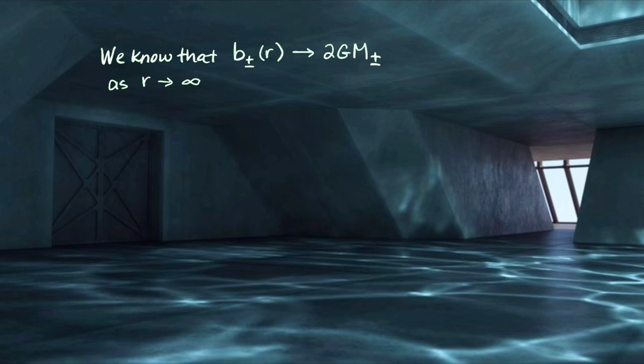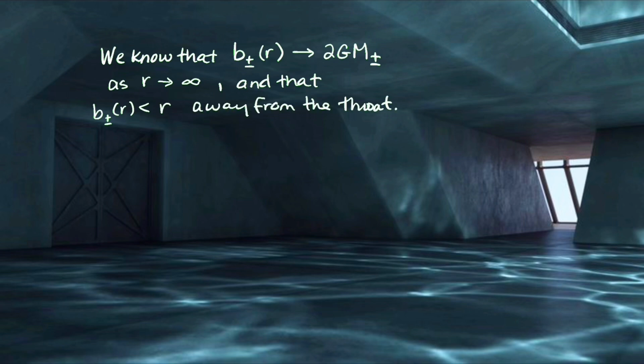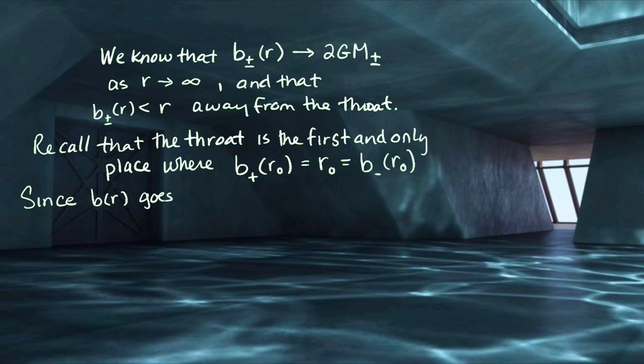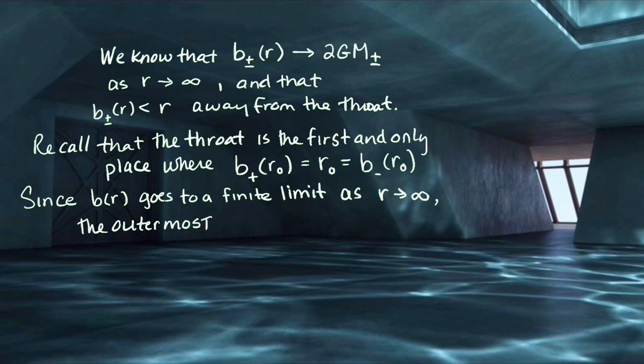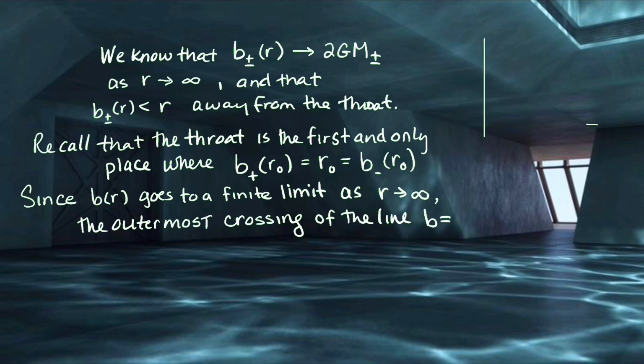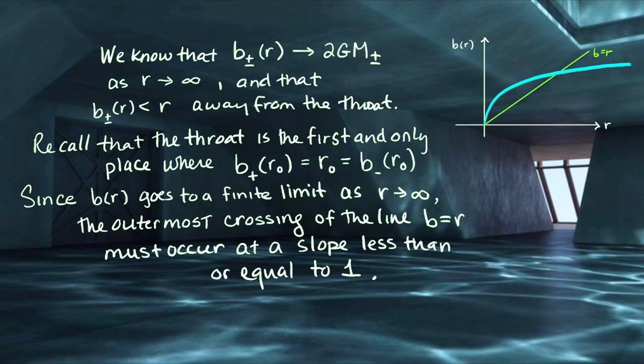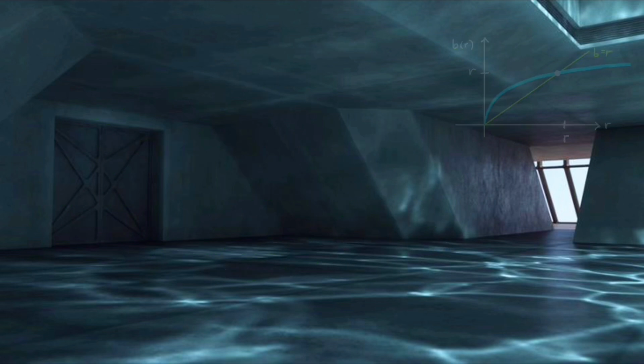Now, since we know that the shape function goes to 2GM as r goes to infinity, and that the shape function is less than r away from the throat, we recall that the throat is the first and only place where the shape function is equal to the radius of the throat. And since the shape function goes to a finite limit as r goes to infinity, the outermost crossing of the line b equals r must occur at a slope that is less than or equal to 1, indicated by the graph above.